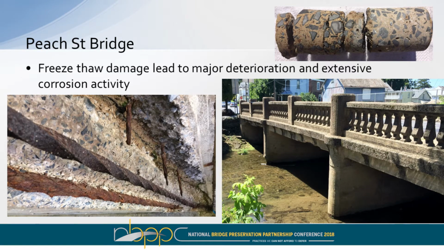And then this is actually such an old structure. It has a twisted rod bar, which is not used today, obviously. But you can see excessive corrosion activity. Now, the cracking led to the corrosion. So understanding cores and how they affect the bridge deck condition is extremely important.